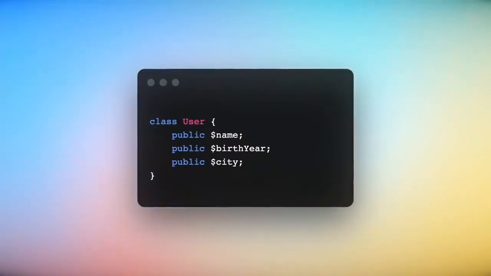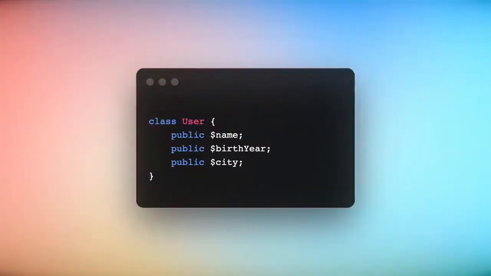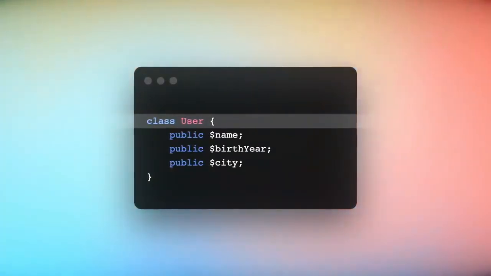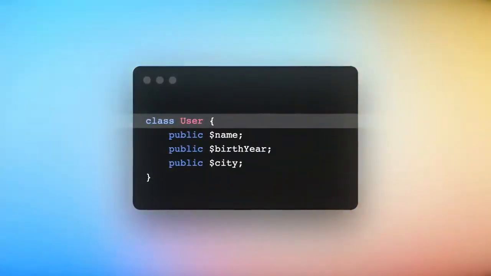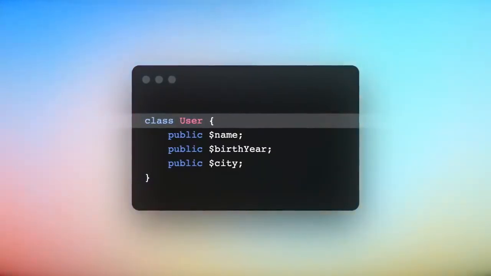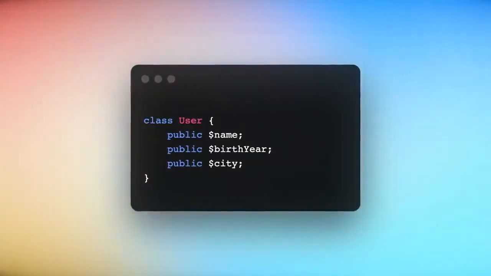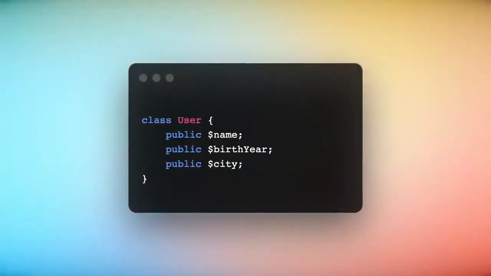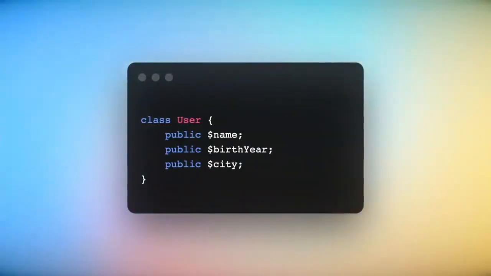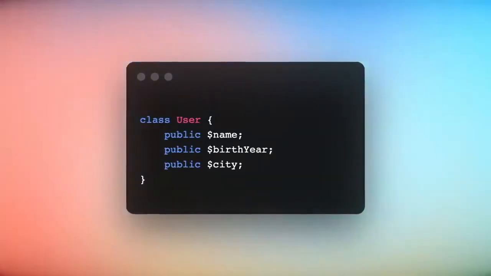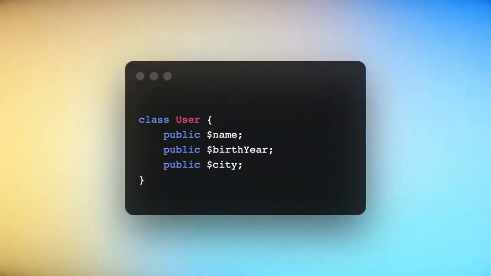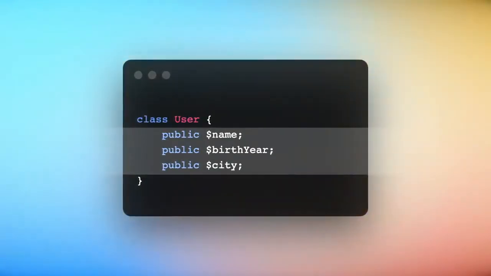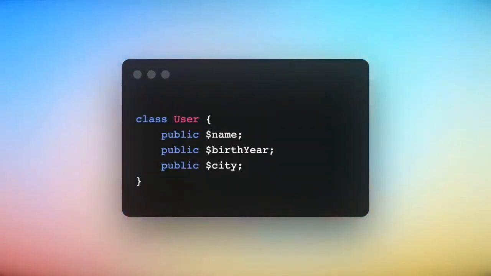A class can contain different properties as well as different methods. To define a class, we may use the class keyword followed by the class name and then curly braces. Properties and functions inside these curly braces only belong to an instance of this class and cannot be used outside the scope of that instance. Here we define 3 public properties for the user class: name, birth year, and city.